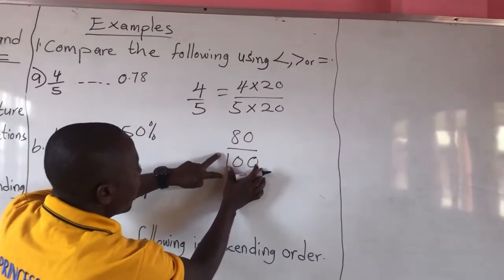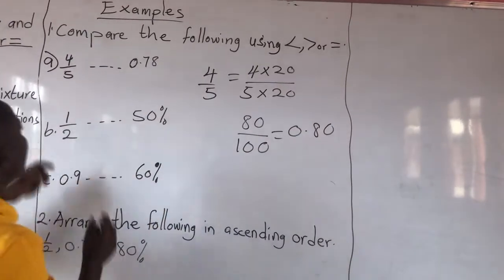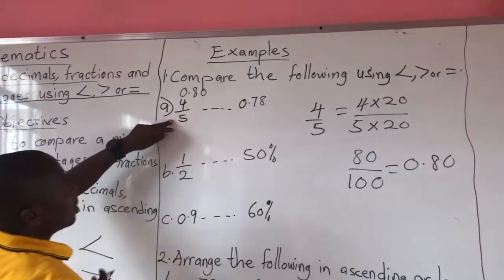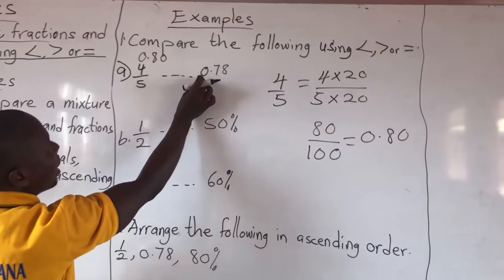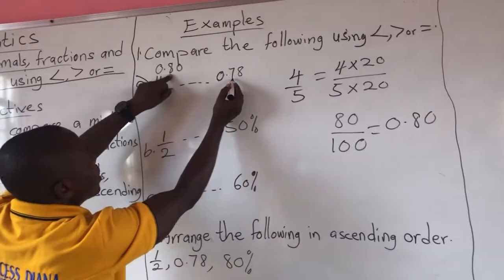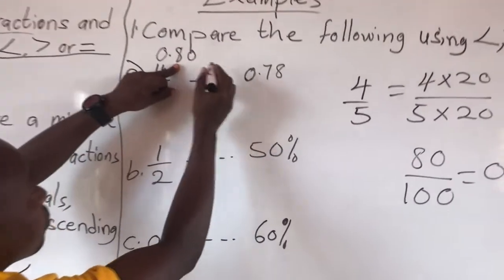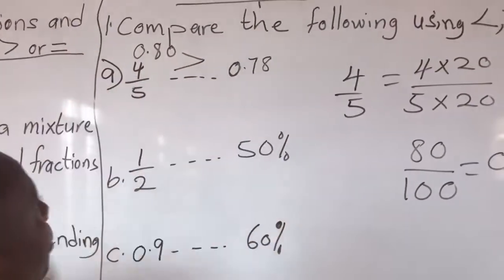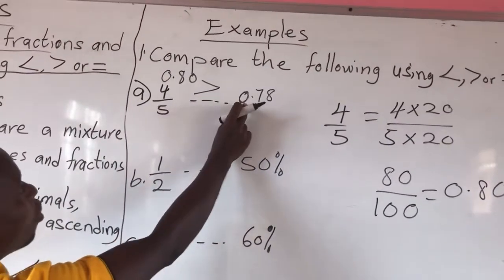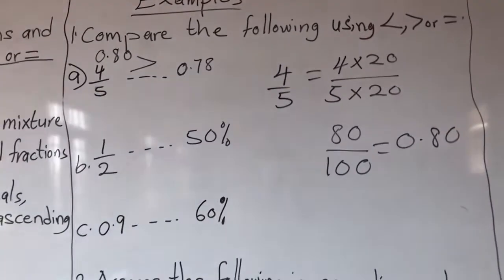Now, since it is over 100, we continue to write our decimal as 0.80. So over here we are having 0.80. Now we are comparing 0.80 and 0.78. We can see that this is 8 and this is 7. So we can see that 8 is greater than 7. So we put our greater than sign over there. So we have 4/5 greater than 0.78.